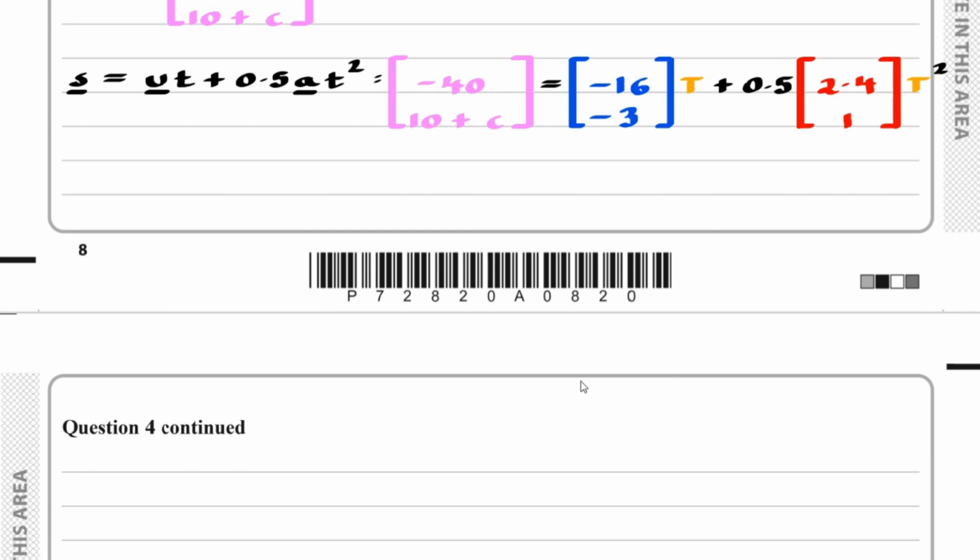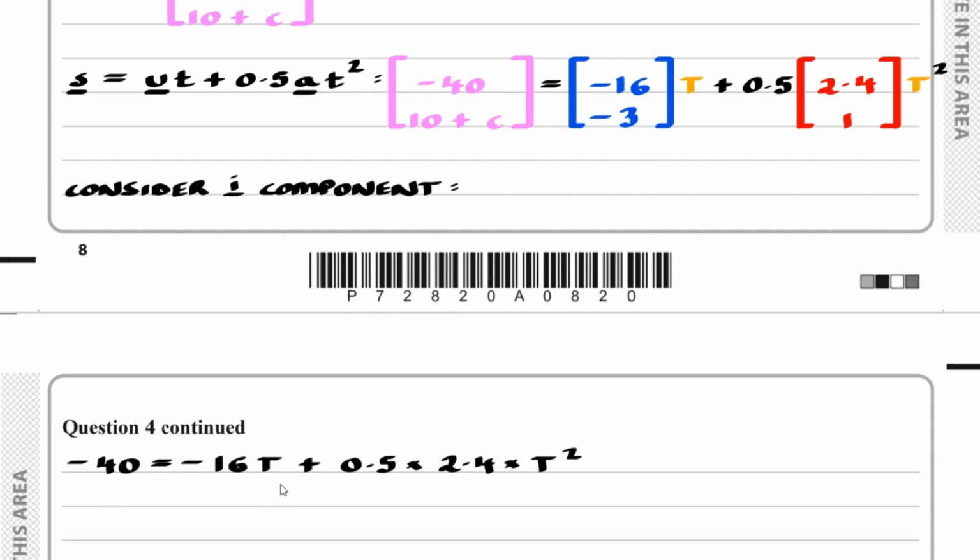Now what we are required to do in this question is find out what t is. And to find out what t is, what we can do is consider the i component. The reason for that, if I consider the j component, I would have this unknown value of c, which will not help me find the value of t, which is why we consider the i component. So in the i component, we have -40 equaling -16t plus a half times 2.4 times t squared.